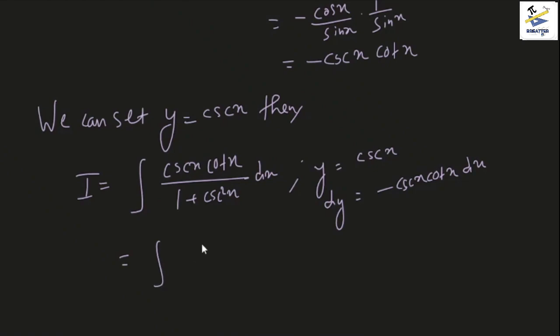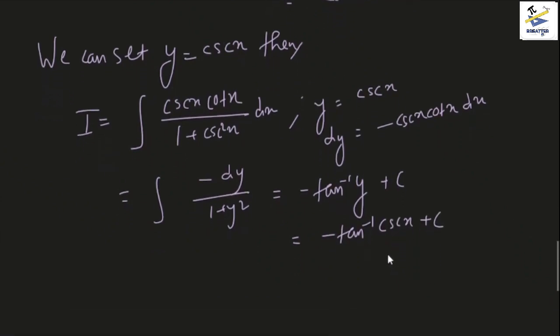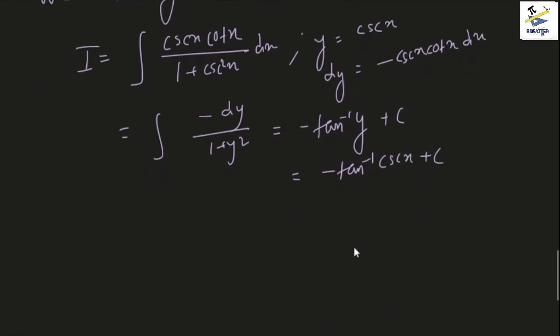So this integral would be minus dy by 1 plus y square, or this is minus tan inverse of y plus c, so this is minus tan inverse of cosec x plus c, right? So you can see this one was a tad harder, but it could have been done.